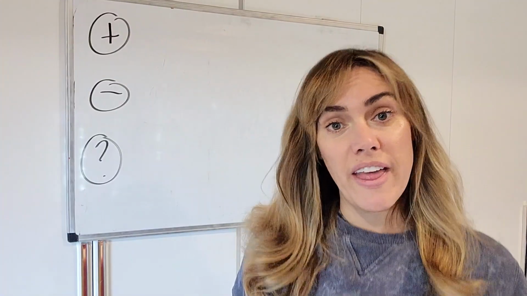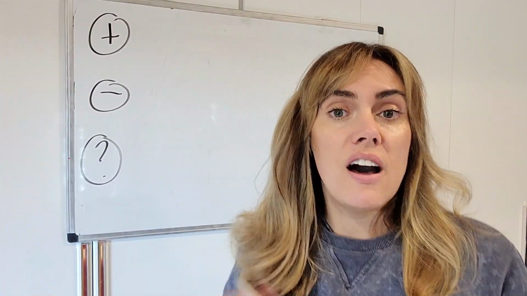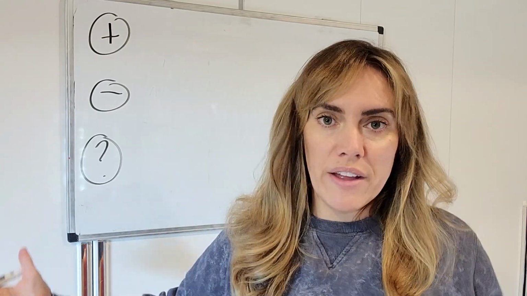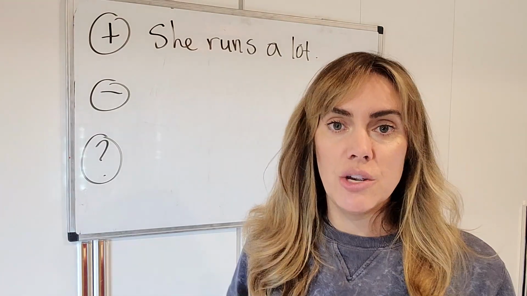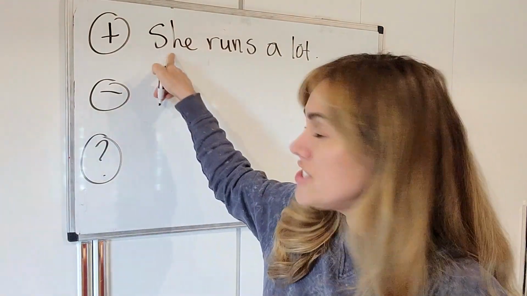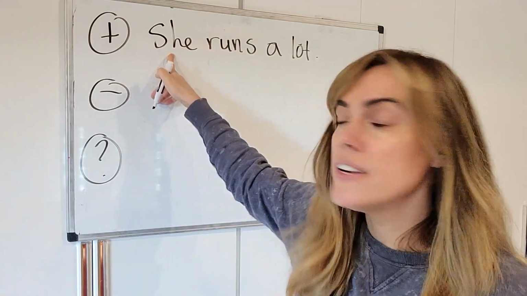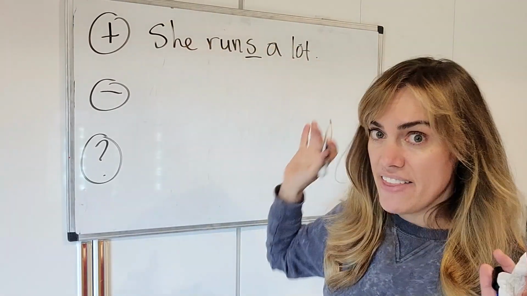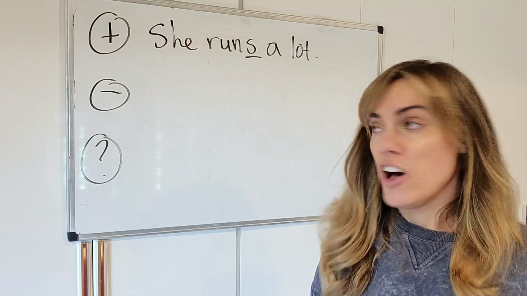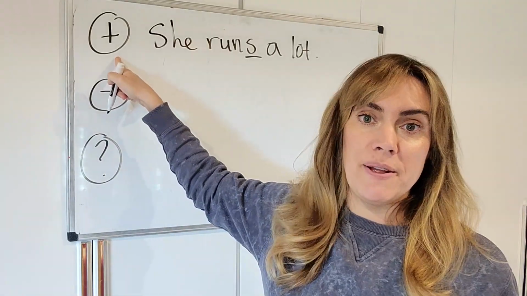Okay, let's start with an affirmative statement using a regular, just any regular verb, run, okay? Here's the sentence. She runs a lot. Subject is she, so it's third person singular. The verb is run, so we need to have that S at the end. She runs a lot. That is an affirmative statement.